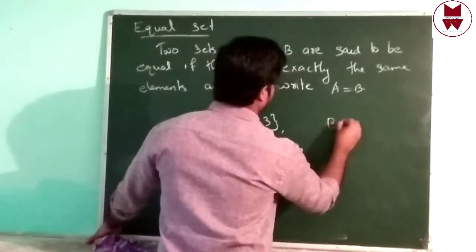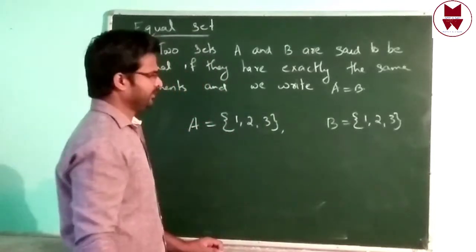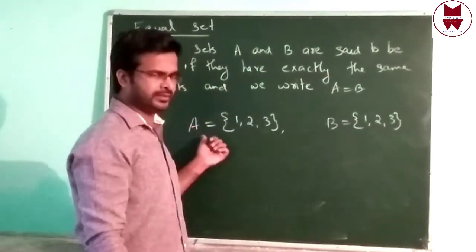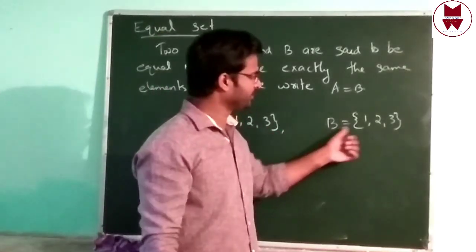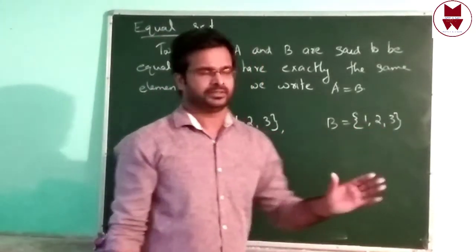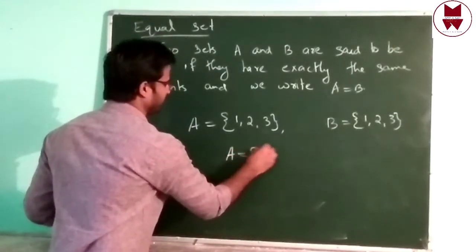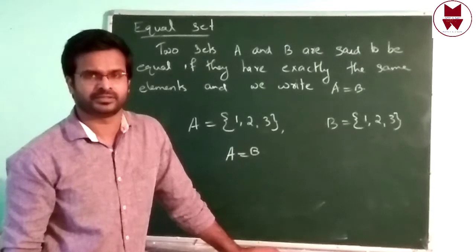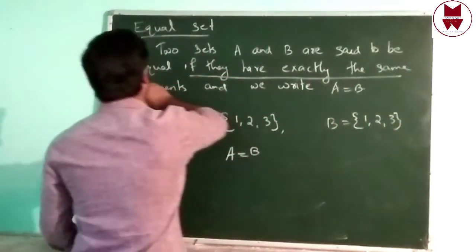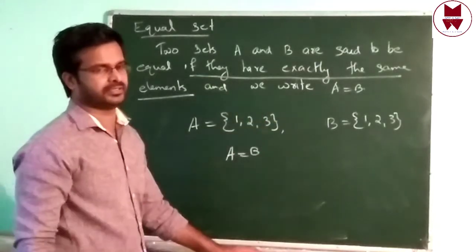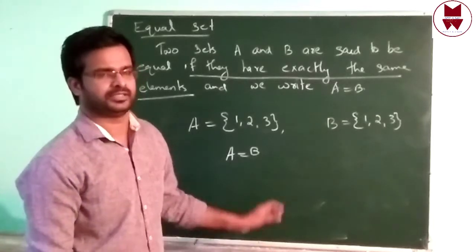Then another set B is {1, 2, 3}. In set A, the elements are 1, 2, 3. In set B, the elements are 1, 2, 3. Both sets have equal elements, isn't it? That's why we can say set A equals set B, if they have exactly the same elements. That's why we can say sets A and B are equal sets.